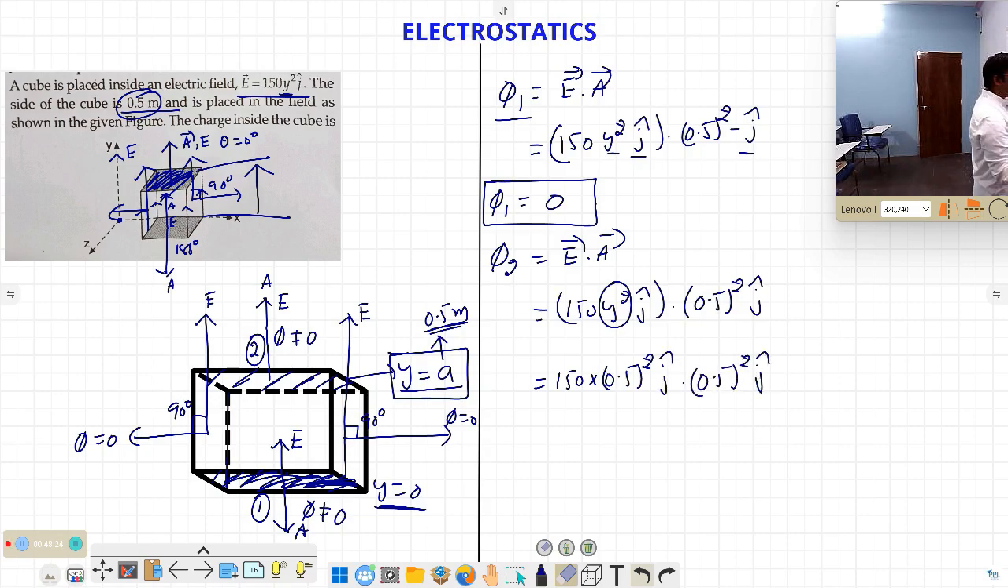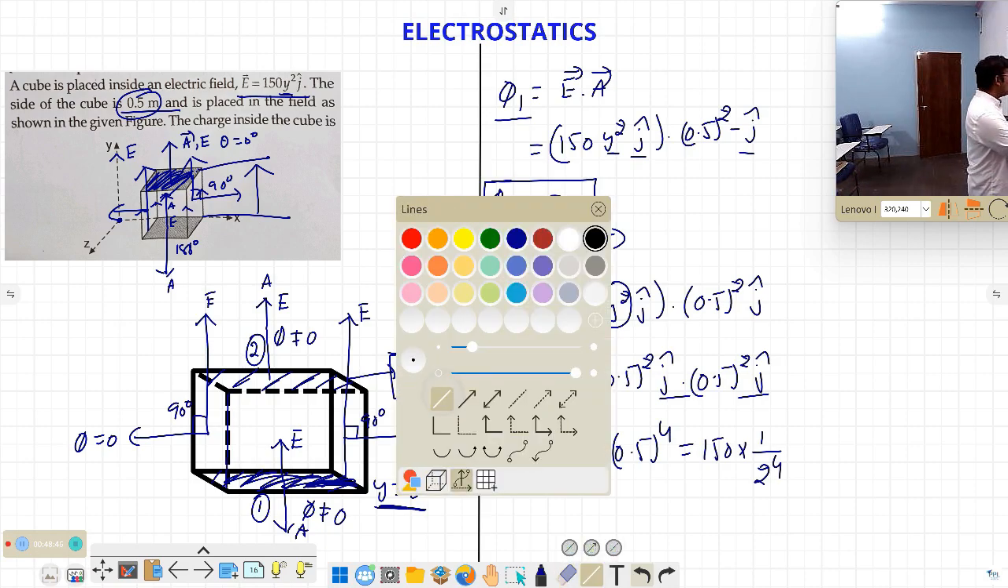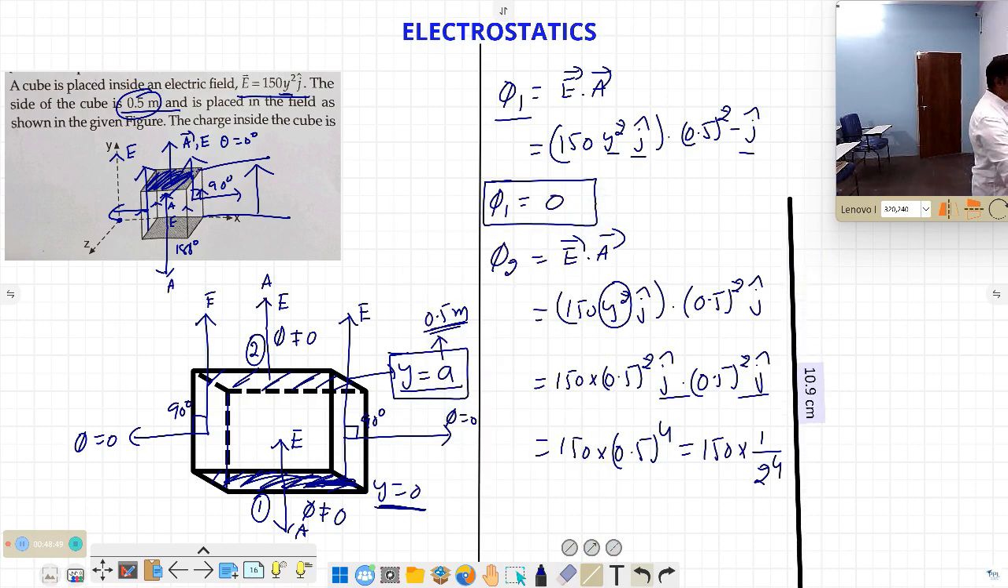Anyway, j dot j is 1. So I can write 150 into 0.5 whole power 4, since we have 0.5 whole square and 0.5 whole square. Writing 0.5 as 1 by 2, it is 1 by 2 whole power 4. If you solve this, the flux across the second face is 150 by 2 power 4, that is 16. So 150 by 16 is the flux we got.